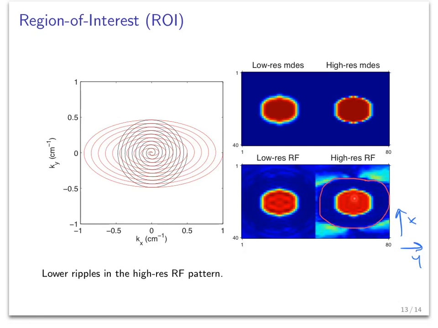And you can see that indeed the pattern is a lot sharper in this case, right? And the rippling is a lot lower when we actually modify the trajectory this way and use the ROI to give us the reduced field of view in the y direction or in the x direction. Okay, so in the end we get lower ripples in the high-res RF pattern, so we've used the ROI to do something useful. Okay.